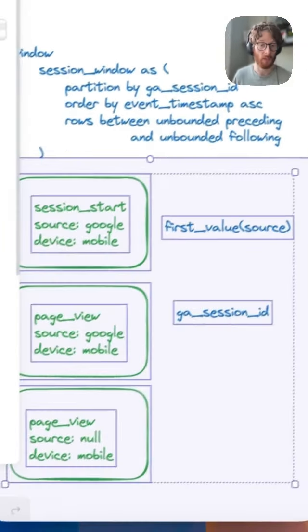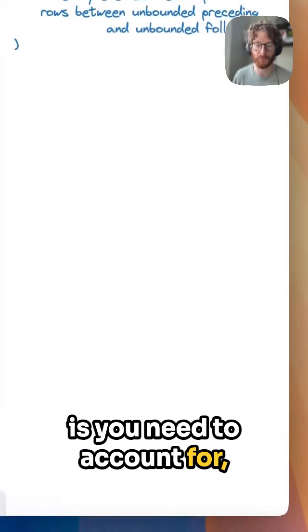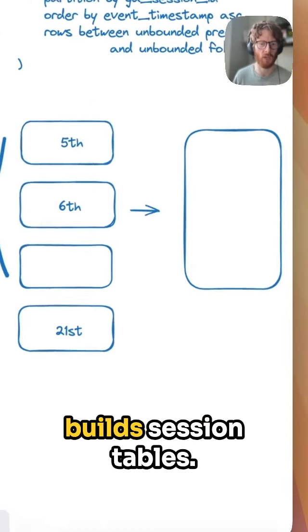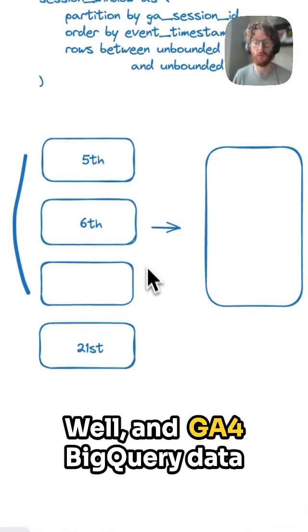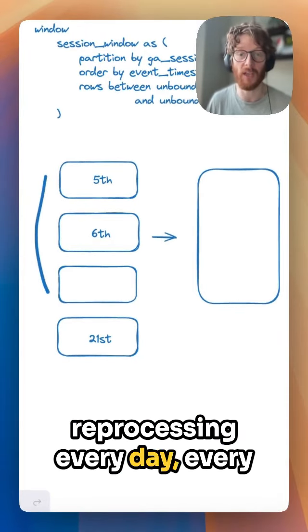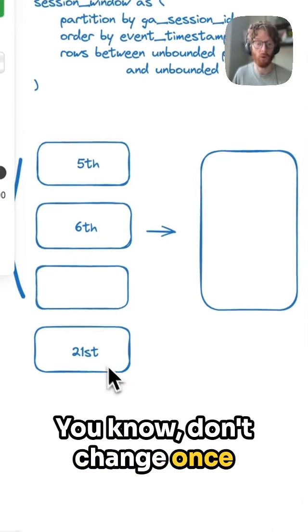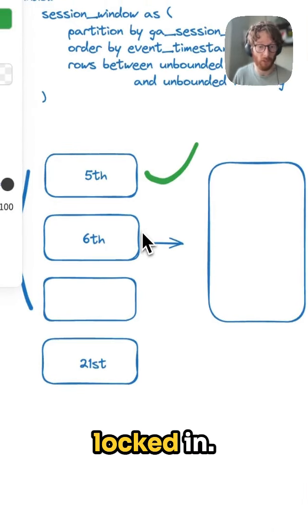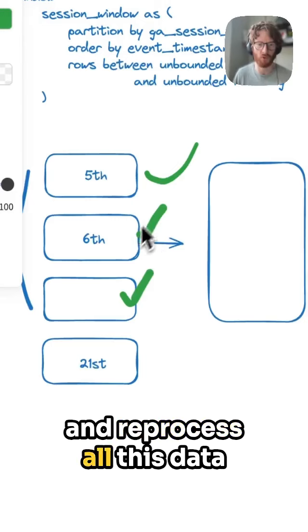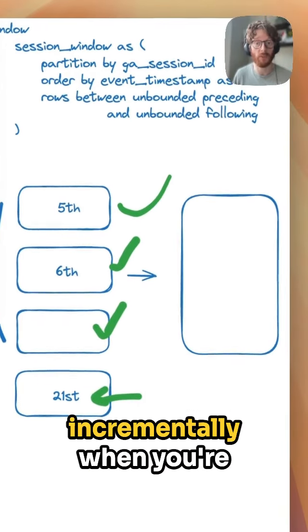The third and final thing that people need to account for is essentially incremental builds. Session tables, and GA4 BigQuery data in general, get quite large. You do not want to be reprocessing every day, every single time you look at your report, because a lot of these days don't change. Once we're on the 21st, this data has already been locked in. We don't want to come back and reprocess all this data when we come to reprocess this row. So we want to build our tables incrementally.